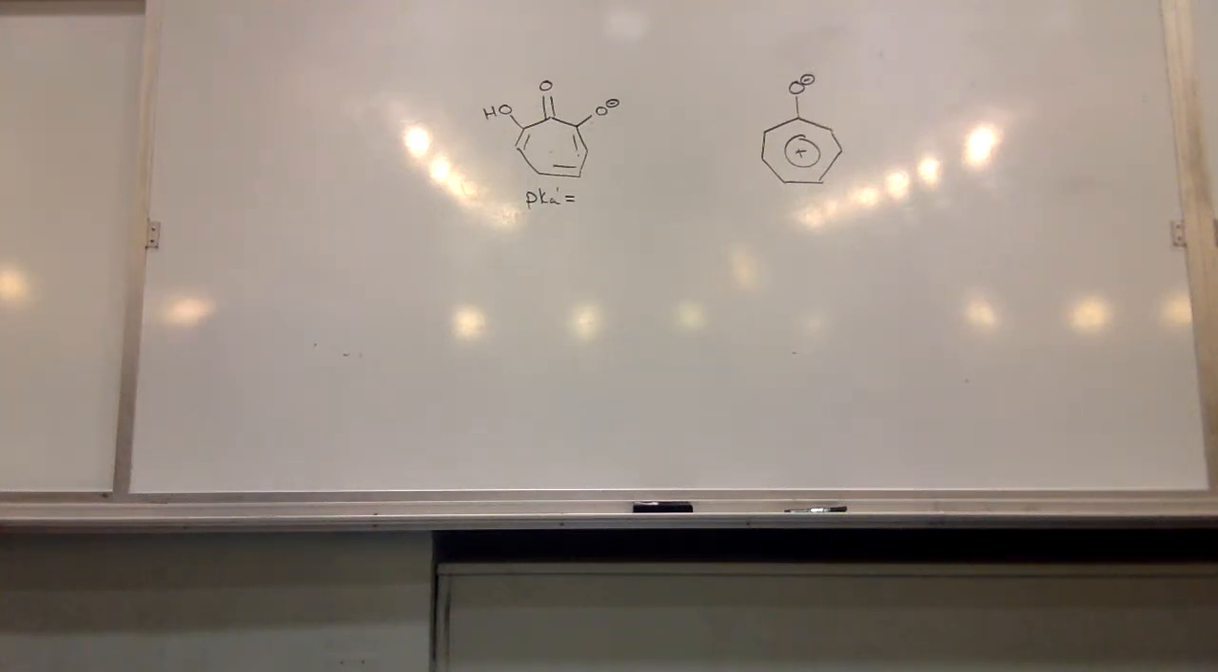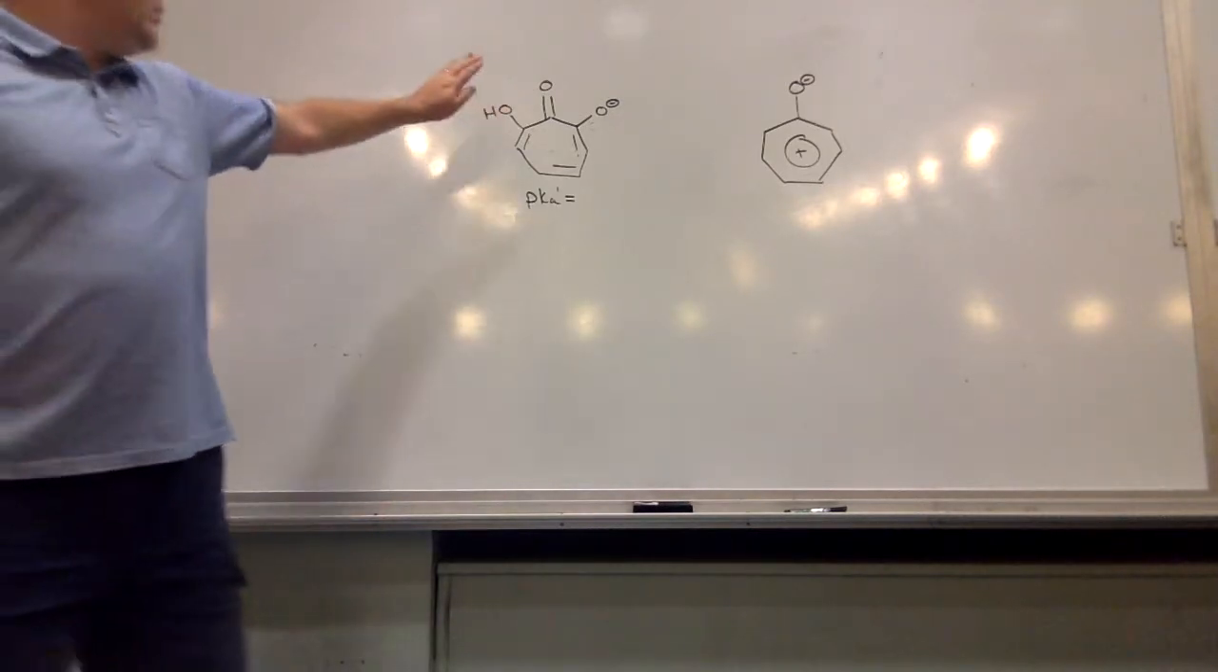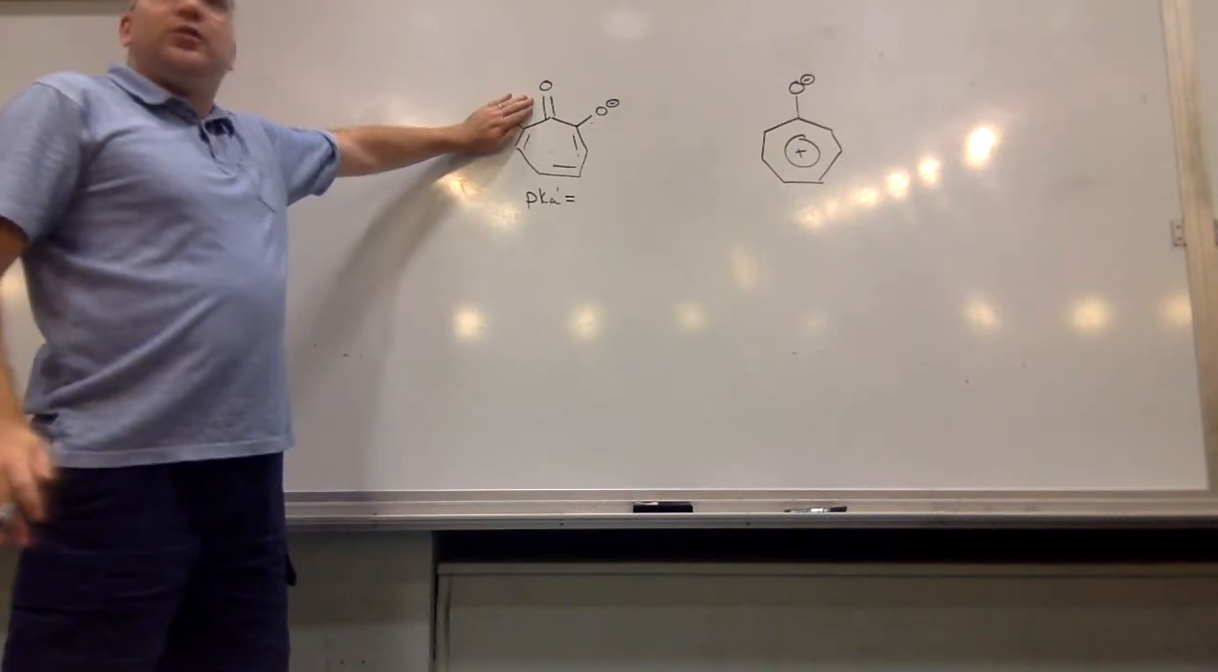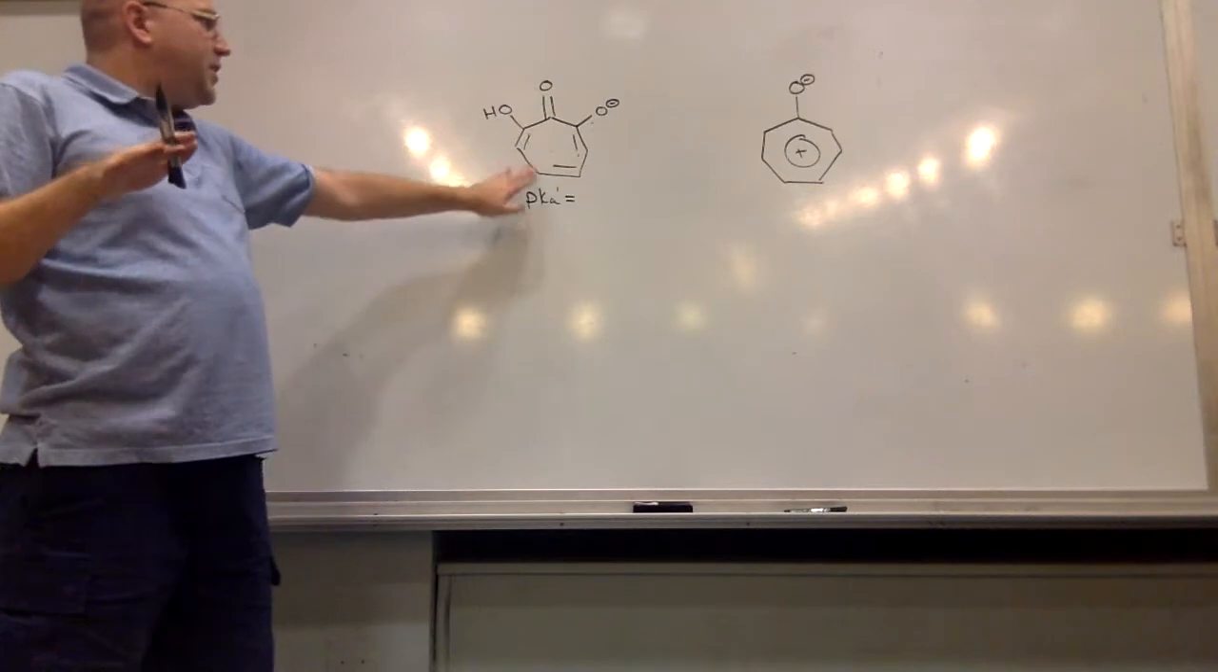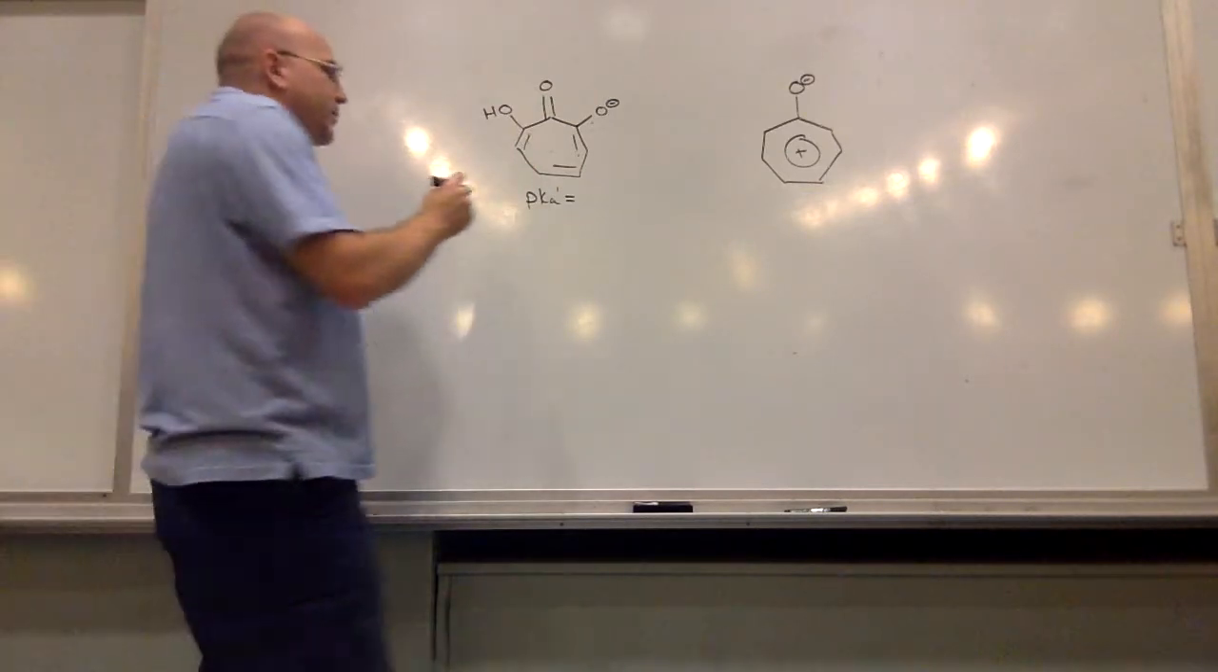Acetic acid is like 4 or 5. Phenol, like benzene with an OH, is like 10. Tropolone, or the tropolone deprotonated, has a pKa of about halfway in between. It's about 7. This pKa, I think we measured at like 6.8 or something like that.